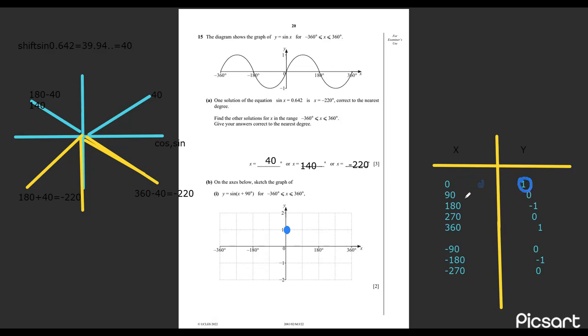And your calculator will give us 1. Sine of 90 plus 90 will give us 0. Sine of 180 plus 90 will give us negative 1. Sine of 270 plus 90 will give us 0. And 360 plus 90 gives us 1. And negative 90 plus 90, which is 0, which is sine 0, gives us 0.